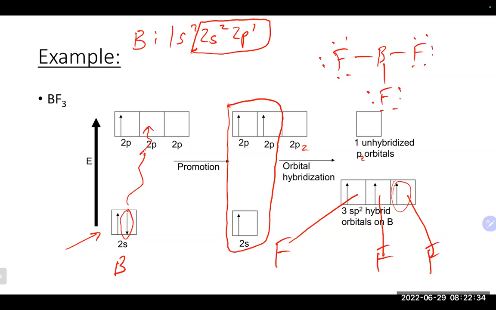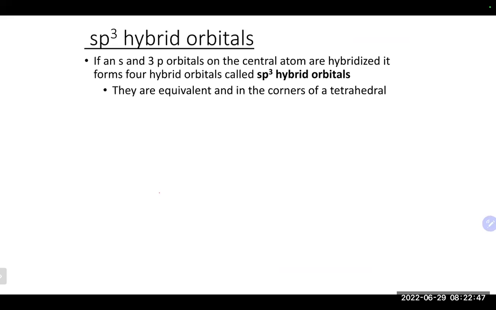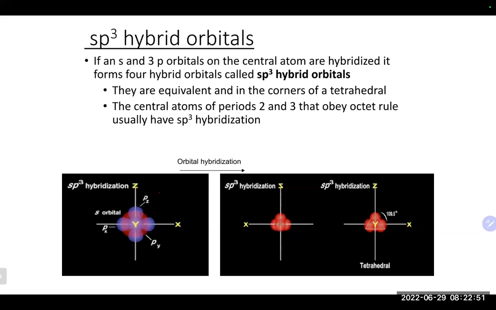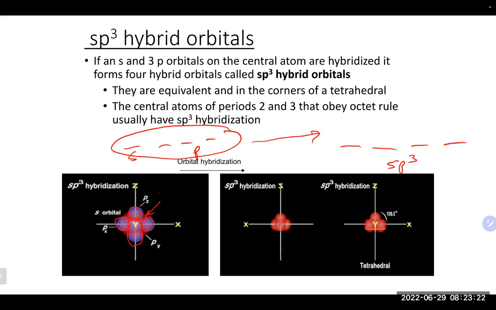The next hybridization that could occur, as you can imagine, is we're going to take all three of the p orbitals and the s orbital and hybridize them together. If we do that, we will get what is known as sp3 hybridization. Once again, we have our s orbital, and there's one p orbital, two p orbitals, and three p orbitals here. We're going to take all those, and because we are hybridizing the s orbital and all three p orbitals, that is 4 individual atomic orbitals, which will result in 4 equivalent sp3 hybrid orbitals being made.